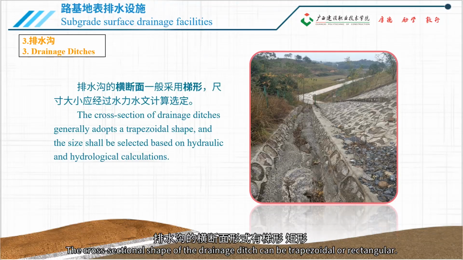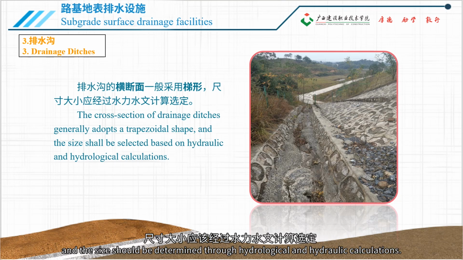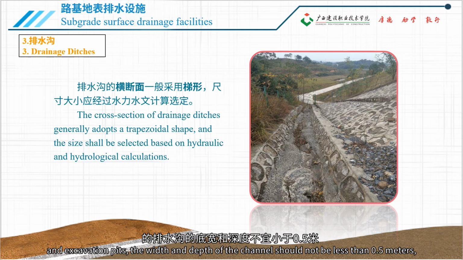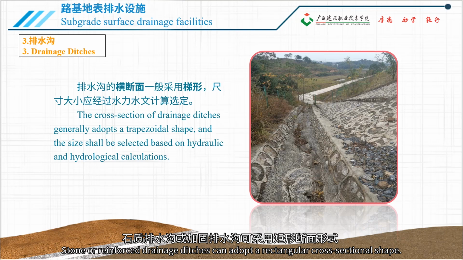The cross-sectional shape of the drainage ditch can be trapezoidal or rectangular. On modern highways, trapezoidal shapes are generally used, and the size should be determined through hydrological and hydraulic calculations. For drainage ditches used at the outlets of side ditches, interception channels, and excavation pits, the width and depth of the channel should not be less than 0.5 meters, with the slope of the channel sides being 1 to 1 to 1 to 1.5. Stone or reinforced drainage ditches can adopt a rectangular cross-sectional shape.